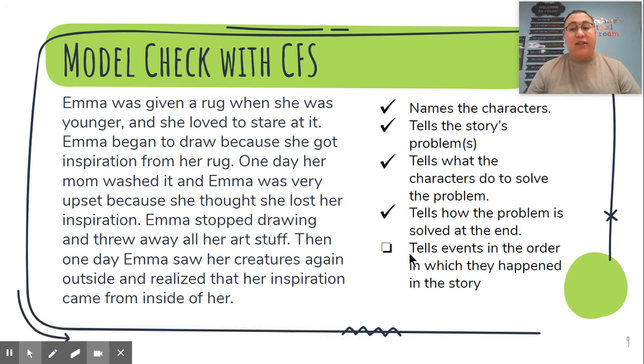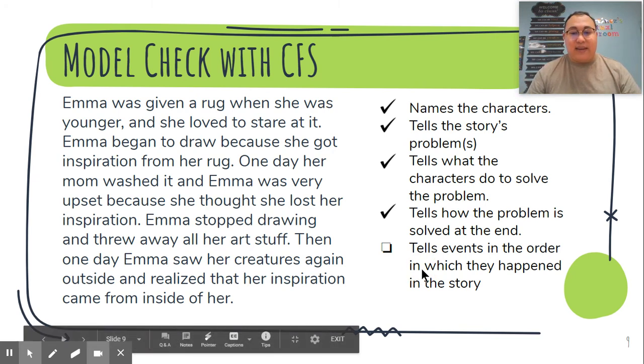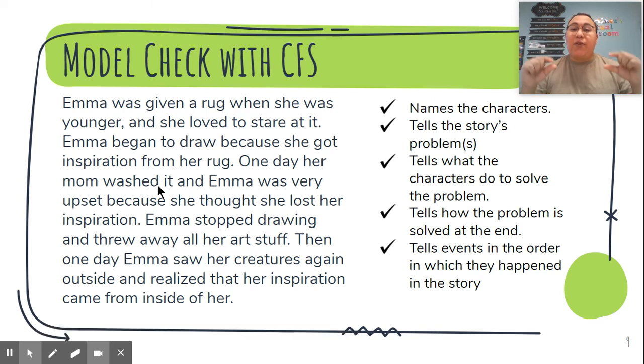And did I tell the events in order from beginning, middle, and end? I sure did. Because when we tell our stories, we don't want to start at the end, go to the beginning, go to the middle, jumping around, right? We want to start at the beginning, tell about the middle, and tell about the end. So I have done all of my models and it's written in a paragraph form, right? Because it can be super short. It's not going to be just one sentence. It's going to be a few sentences to name all of these things.